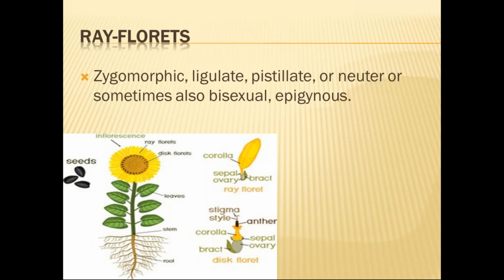First we are going to see the ray floret. They are zygomorphic, ligulate, pistillate, neuter, or sometimes also bisexual, with an epigynous ovary. This inferior ovary is present in this. They are zygomorphic; you do not get a symmetric structure when they are dissected. Pistillate means they have an ovary, but they don't have androecium in the particular ray floret. We are going to see the photograph on the right side corner, where there is a ray floret structure, to see how it looks.